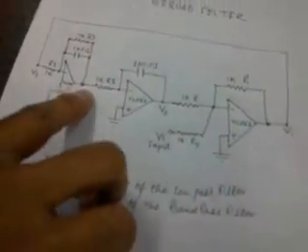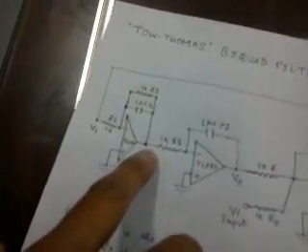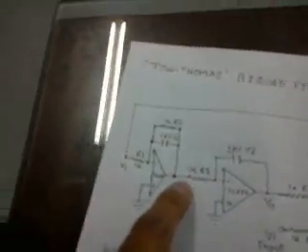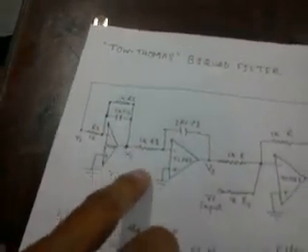The final output is taken from this point, V0, that is the low pass filter. We can also take the band pass output from the V2 output.